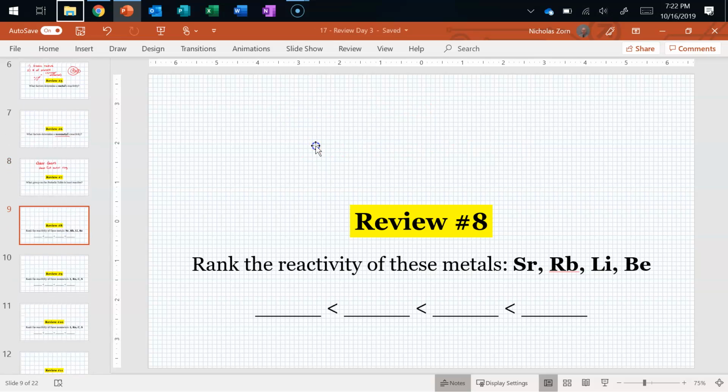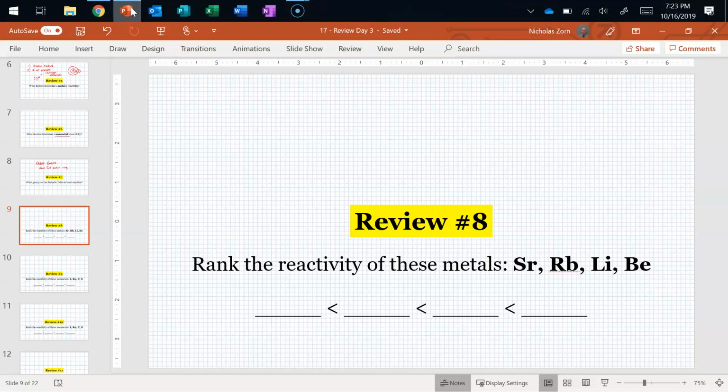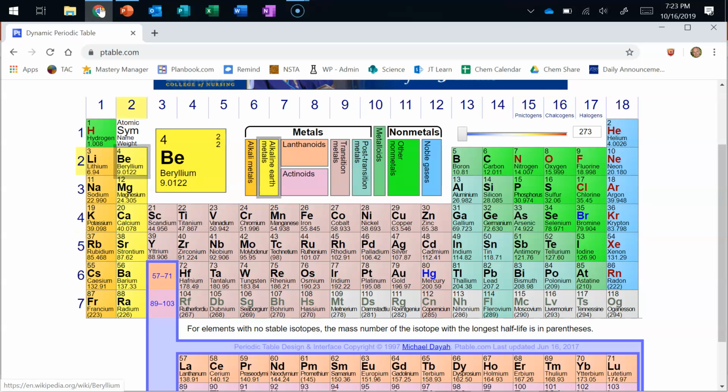All right, so let's rank the reactivity of these metals. We've got Sr, Rb, Li, and Be, beryllium. Let's first look where Sr is on the periodic table. Sr is number 38. Rb was another one, rubidium. And then what else do we have? Lithium and beryllium.